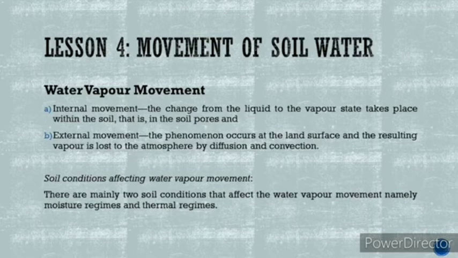Soil conditions affecting water vapor movement. There are mainly two soil conditions that affect the water vapor movement, namely the moisture regimes and the thermal regimes.